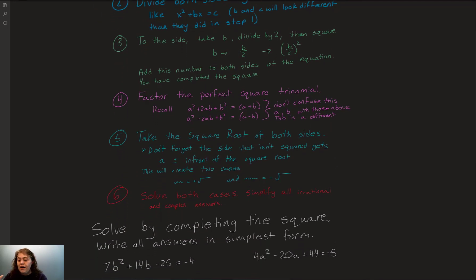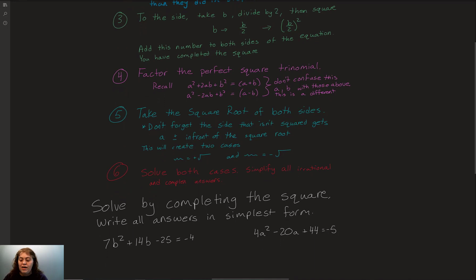And don't forget that the side that doesn't have the x is going to end up with a plus or minus in front of it. And that's going to create two different cases. Blah, blah, blah equals positive square root. Blah, blah, blah equals negative square root. And then you solve both cases, simplifying all irrational or complex answers. That was a mess.